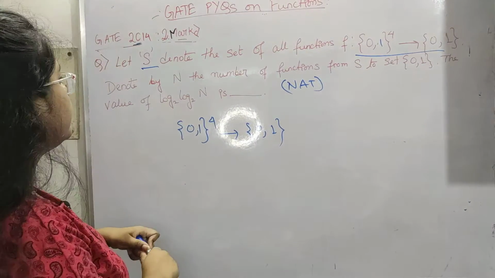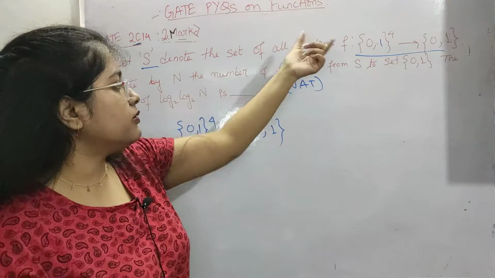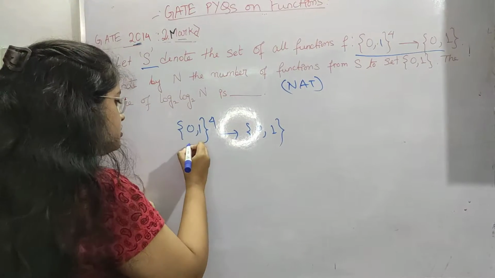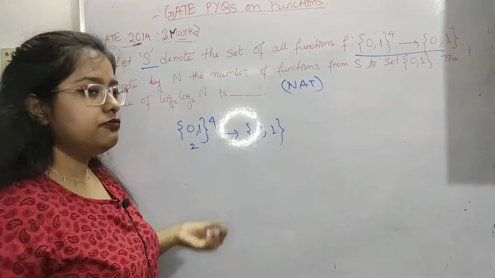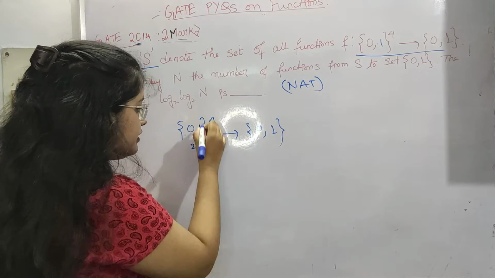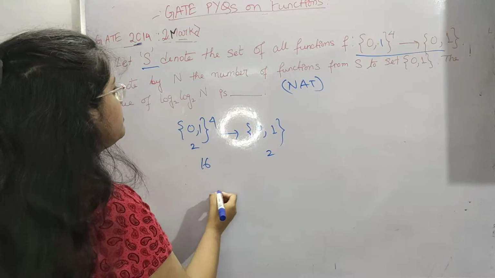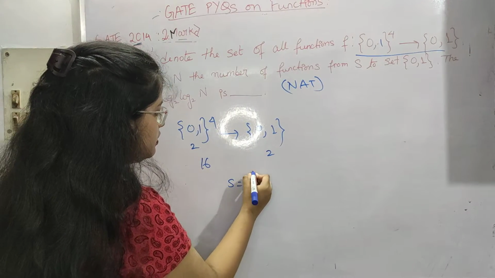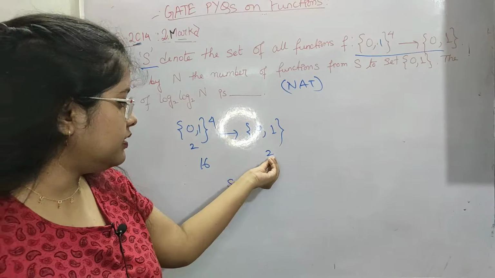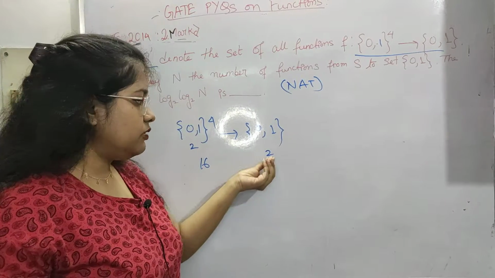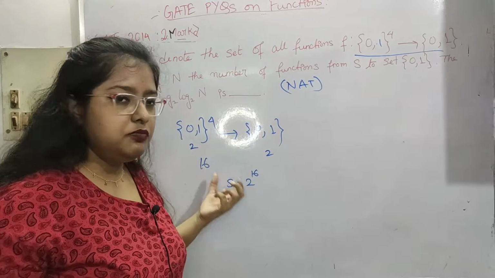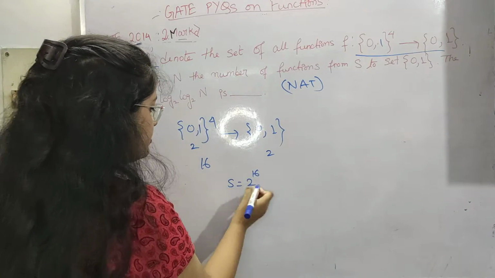So now S denotes the number of functions. Here the codomain contains 2 elements, and 2 to the power 4 is 16, so 16 elements are present in the domain. Thus the number of functions will be 2 to the power 16. If you remember this, it is the codomain size to the power of the domain size. Okay, I hope you can recall it now. We have practiced a lot. So S contains this.